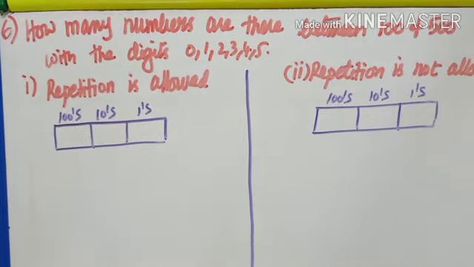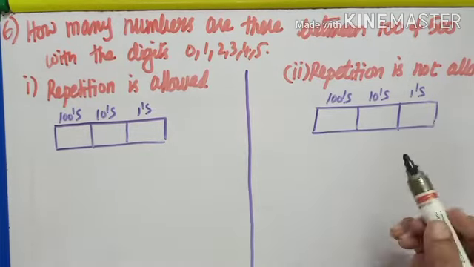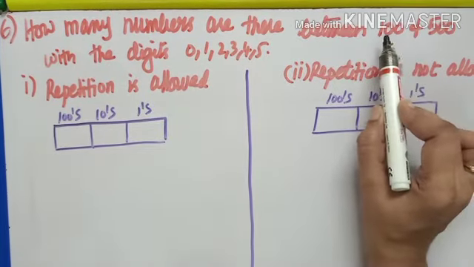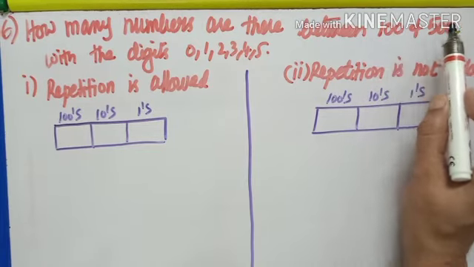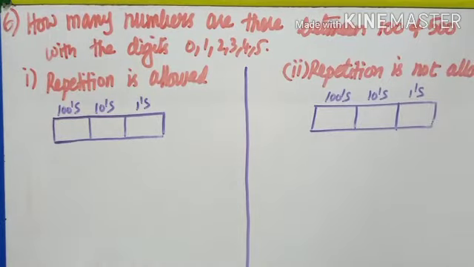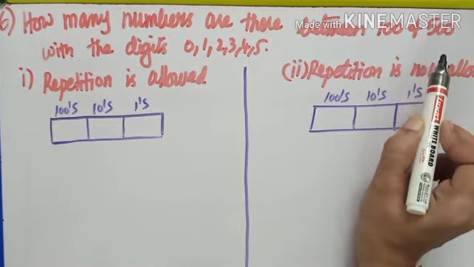Question number 6. How many numbers are there between 100 and 500 with the digits 0, 1, 2, 3, 4, 5? Repetition is allowed and repetition is not allowed. 3-digit numbers will be between 100 and 500. 100 tells me 1, 2, 3-digit number. 500 also tells me 1, 2, 3, 3-digit number. Starting from 100, ending with 500.